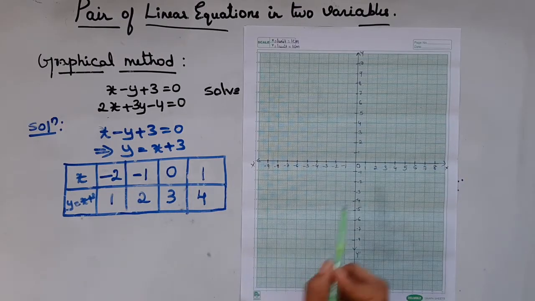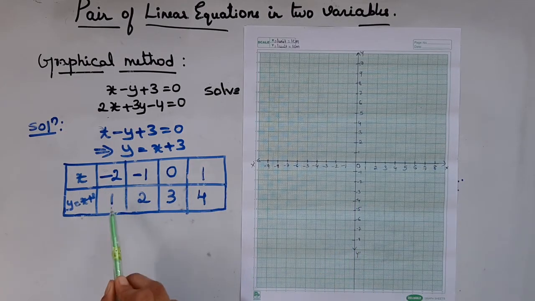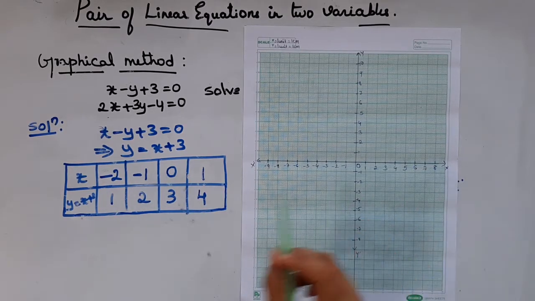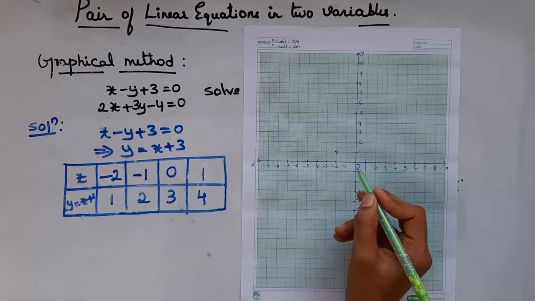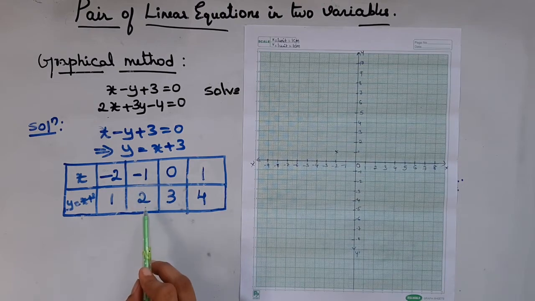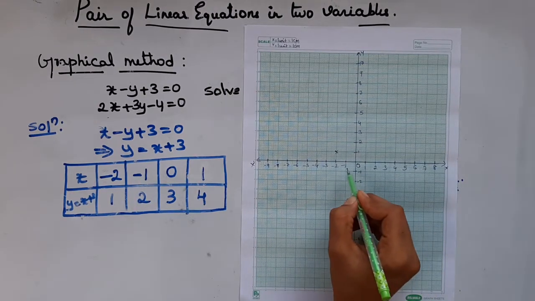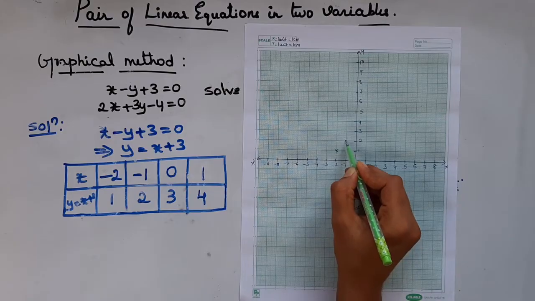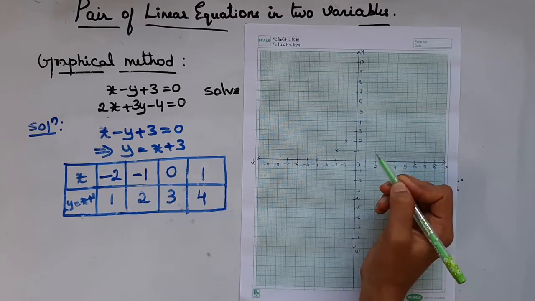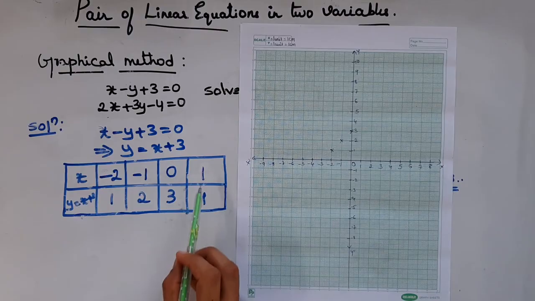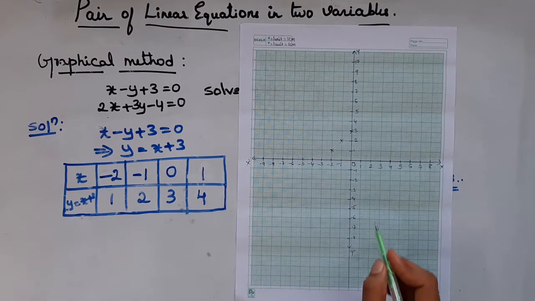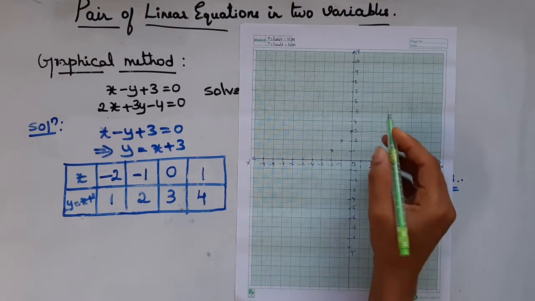Let's plot these points in your graph sheet. For x is equal to minus 2 and y is 1, so your point is first on the x-axis, minus 2, and 1. The point is here, right? And we have minus 1 and 2. So x is minus 1 and your y is 2. So the point is here, right? For x is equal to 0 and your y is 3. So x is 0 and y is here. So the point is this. For x is 1 and y is 4, so your x value is 1 and the y value is 4.